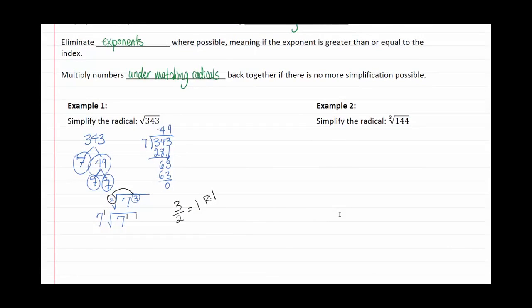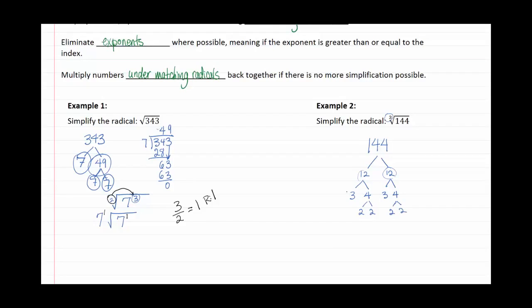Let's take a look at example 2. We have the cubed root of 144. 144 factors to 12 and 12. We could keep factoring this further, and we probably should because 144 is a perfect square, but not a perfect cube. Since these are not primes, we can keep going. We know that 3 times 4 makes 12, and we also know that 4 is 2 times 2.